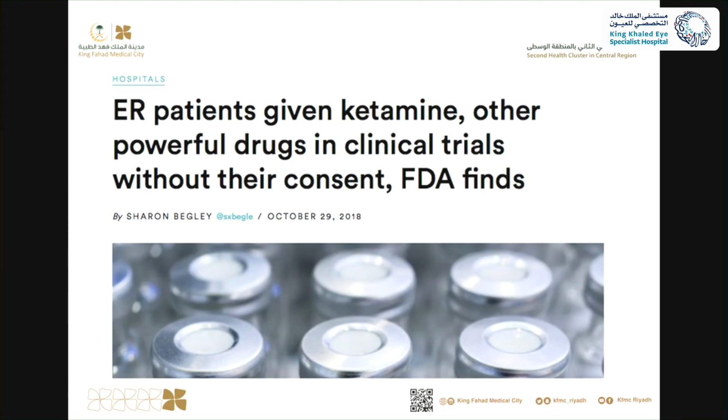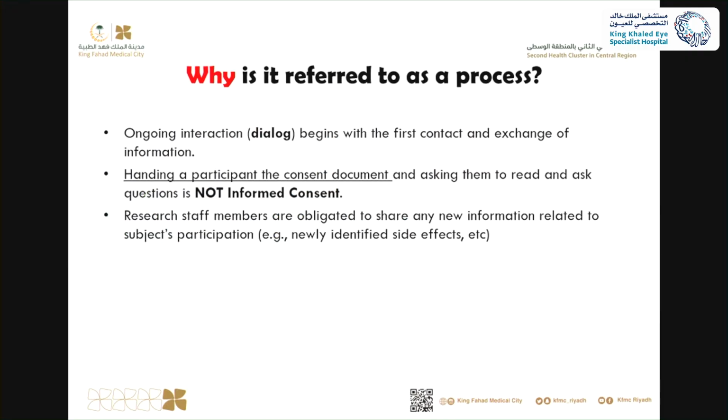Have you heard of the ER ketamine case? This was in the US, and a powerful drug was given to subjects without their consent. The FDA found out, and guess how? One of the patients complained about the researchers, and complained about the IRB because the IRB waived the consent. Because these patients were coming to the ER, they said there was not enough time to have patients sign the consent, so they decided to waive it. The IRB was blamed, the PI was blamed, and all of them underwent investigation. So it's very important for you to be careful about that.